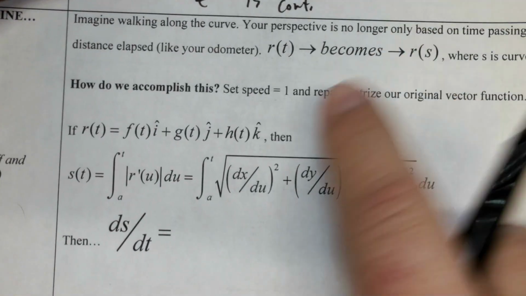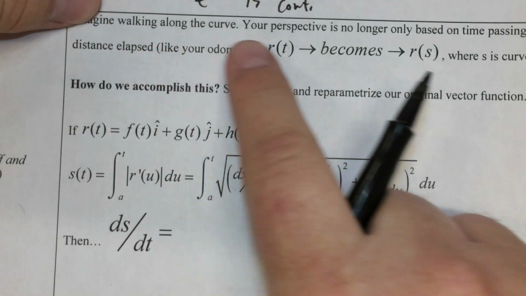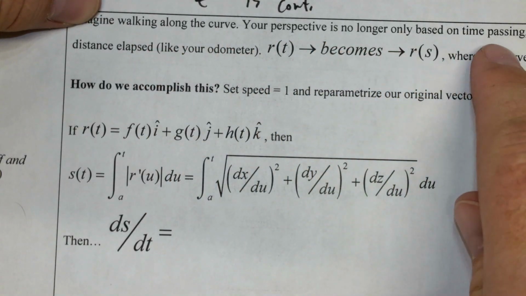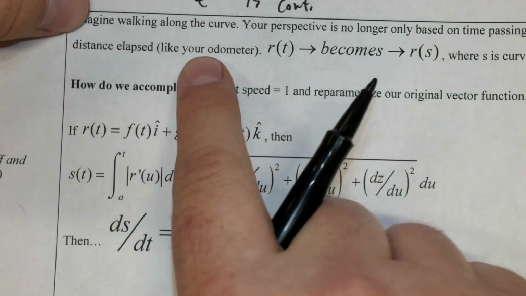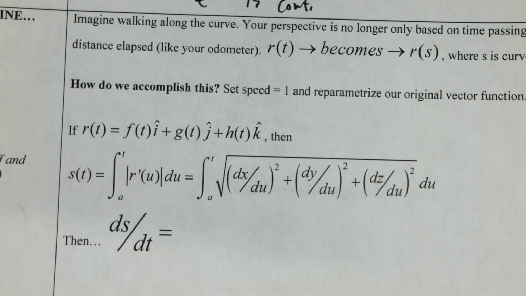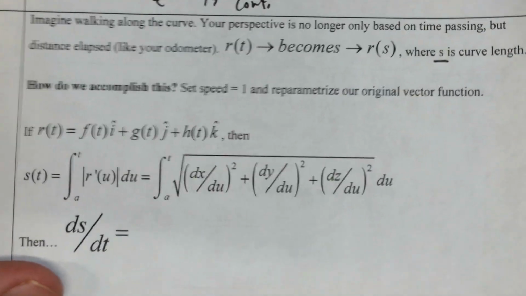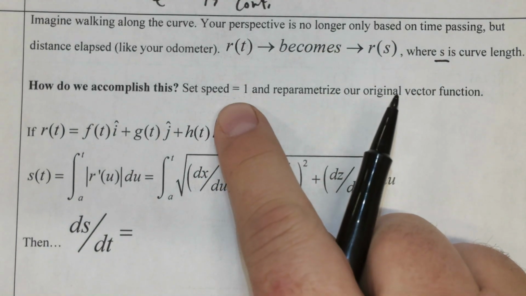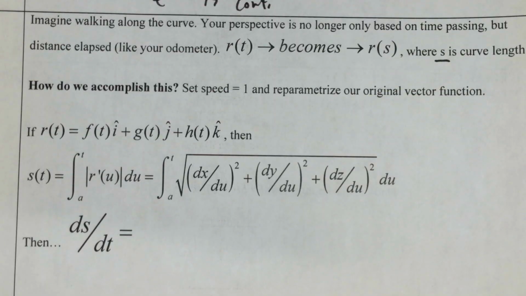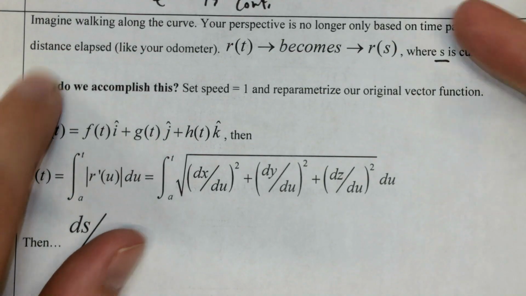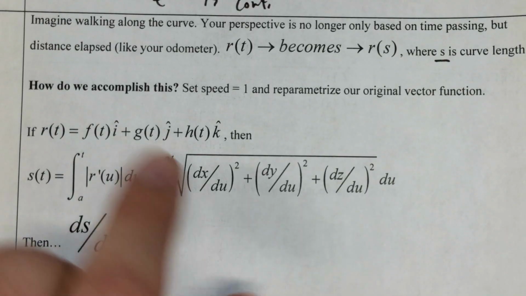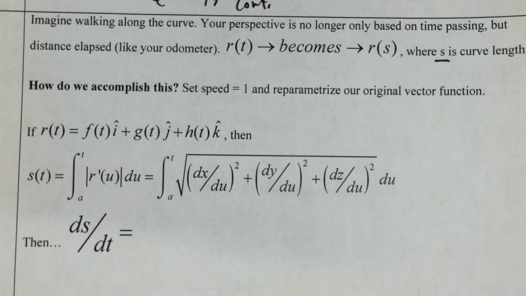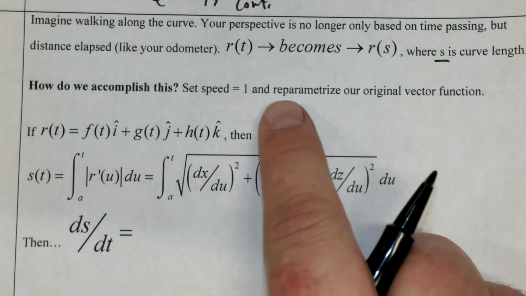I look at this bottom box. So imagine, instead of my perspective being on time passing, it's like distance elapsed, like my odometer. We're going to name this distance s. Well, we do need to set speed equal to 1 just to make sure that our original function is normalized, so that passing of distance and time have a more direct relationship because speed is constant. If that confused you, just set it on the side.